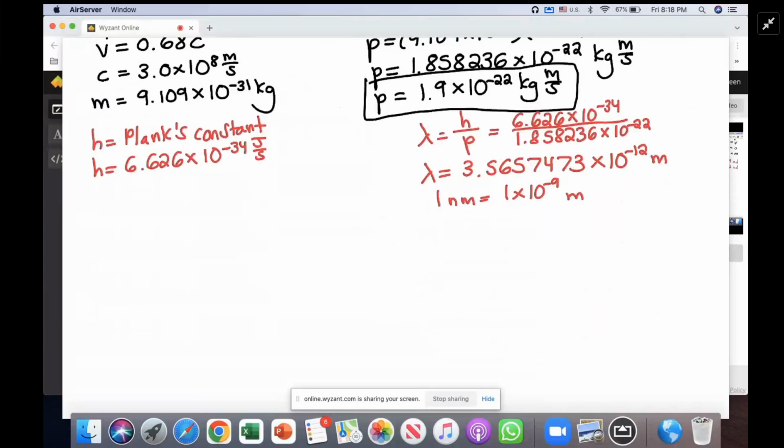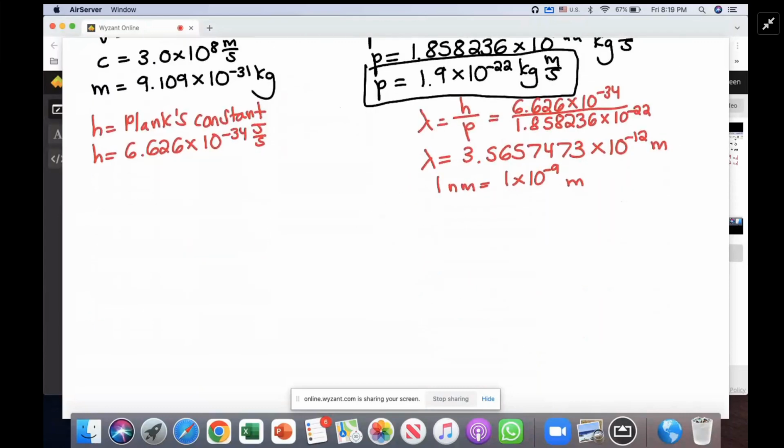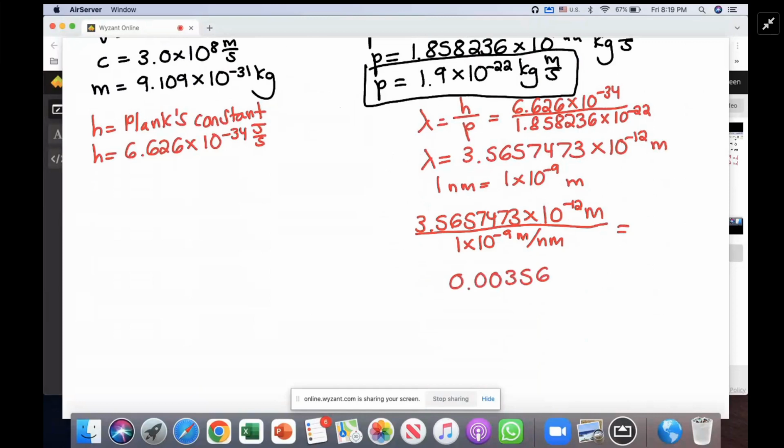So I'm going to go ahead and just scroll up here so we have a little more room. So let's go ahead and do that. So 3.5657473 times 10 to the minus 12 meters divided by 1 times 10 to the minus 9. And the unit there would be meters per nanometer. And we can see that that's going to give us 0.00356574773 nanometers. Now again, that is the wavelength and it is unrounded, right?